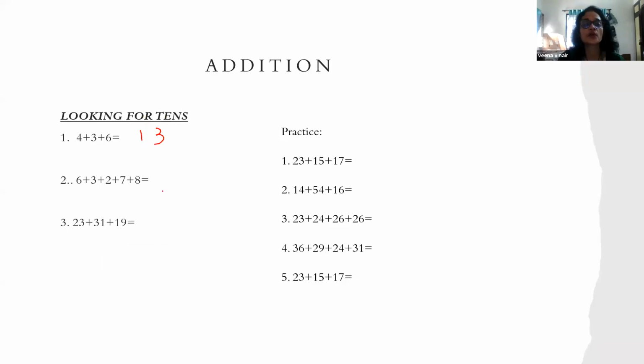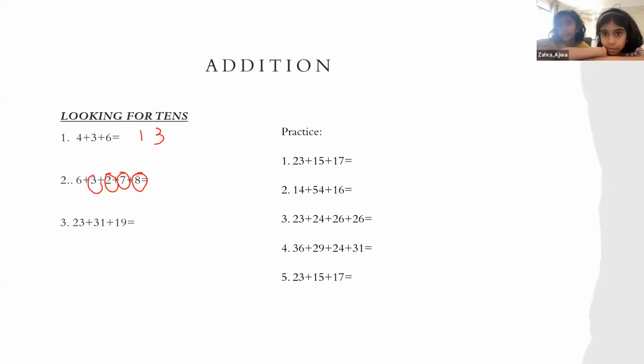So now can you solve the next one? Do you want me to solve it or can you solve it the same way? How will we go about this? 8 and 2 make a pair. 7 and 3 make a pair. So 8 plus 2 is 10. 7 plus 3 is 10. 10 plus 10 is 20. 20 plus 6 is 26, right.